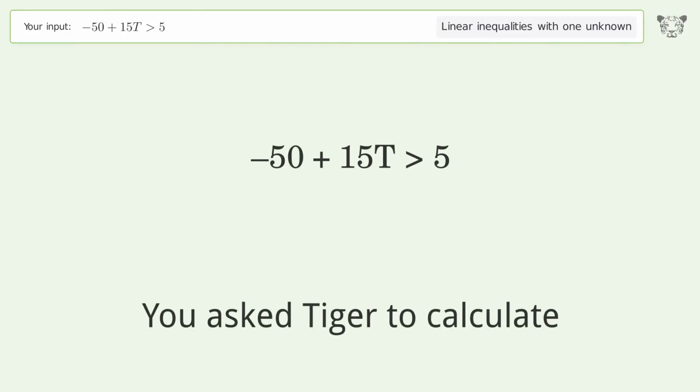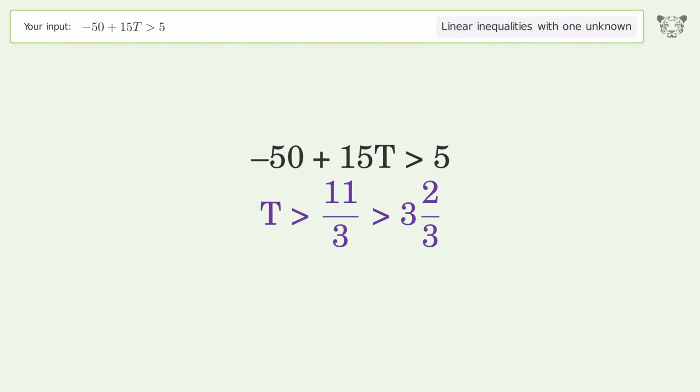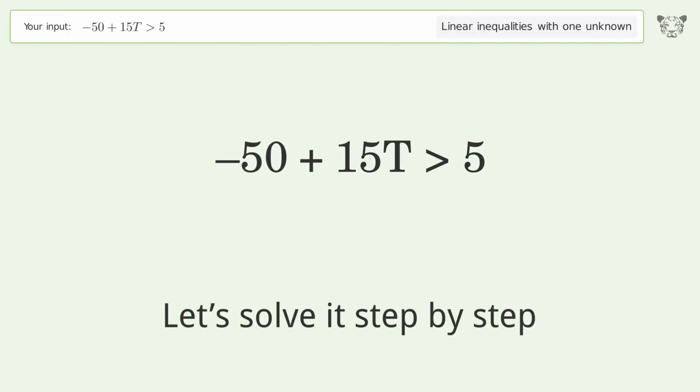You ask Tiger to calculate. This deals with linear inequalities with one unknown. The final result is t greater than 11 over 3 greater than 32 over 3. Let's solve it step by step.